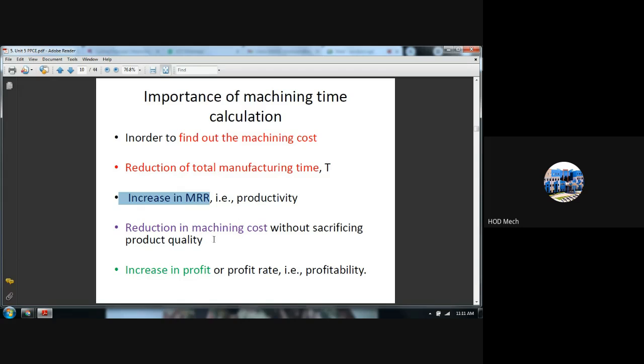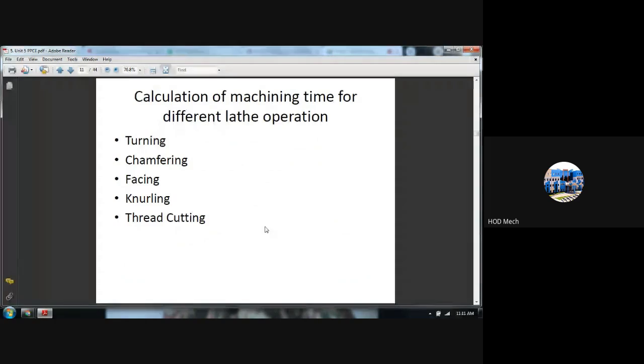Now, another benefit of machining time is that it helps to reduce the machining cost without compromising on quality. The product quality that you require should be maintained, but it should be maintained at minimum cost. So these are some of the benefits. And the last point is obviously a generic statement: everything is done for profit, to improve the profit. That is the reason why we are going for machining time.